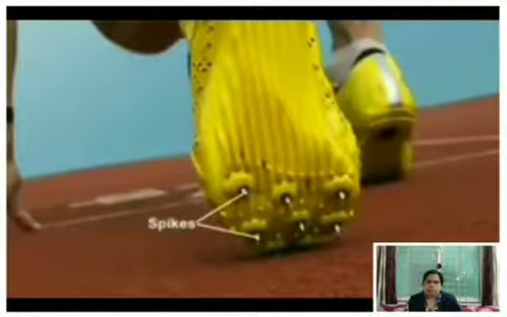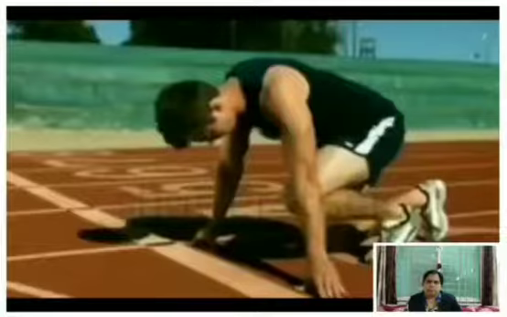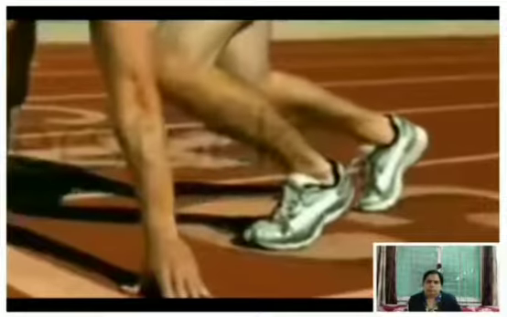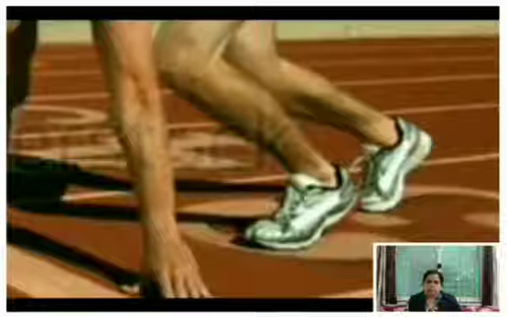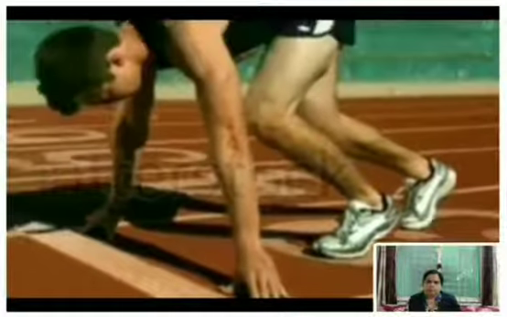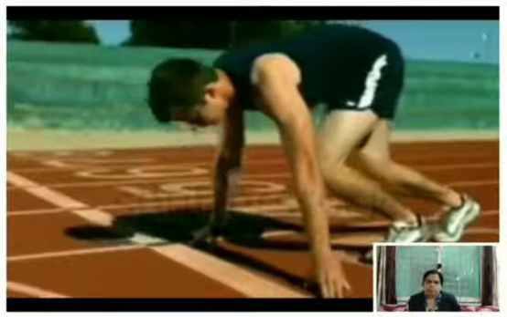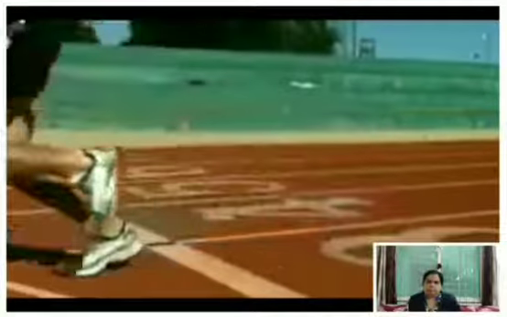Sportspersons have shoes with spikes to increase the friction between the shoe and the ground. The spikes help the shoes to form a grip on the ground. This helps in easy forward motion as the athlete pushes the ground backward.